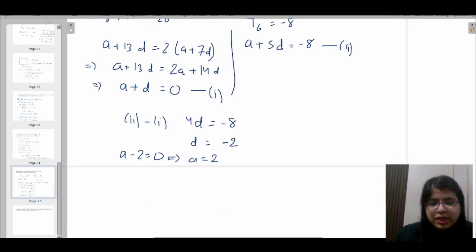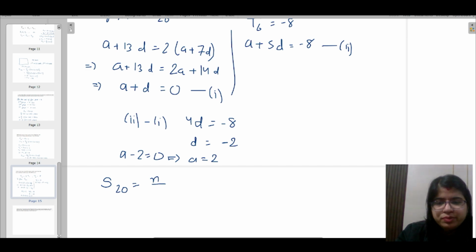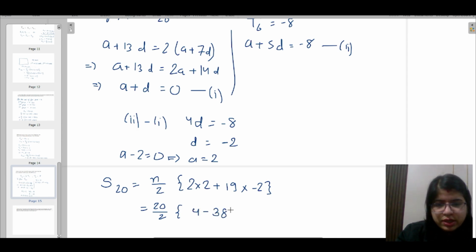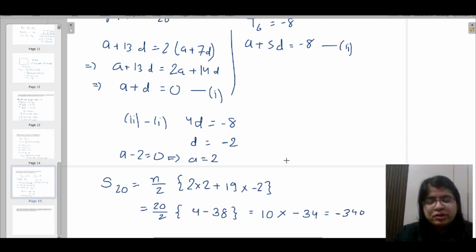Now we know the value of a and d. So what we are going to do? We are going to write n by 2 into 2a plus n minus 1 into d. That is 2a plus 19 into minus 2. So 20 upon 2, that is 10, into 4 minus 38. So we are left with 10 into 38 minus 4, which will be how much here? Minus 34. So we are getting minus 340. So students, the sum of first 20 terms will be minus 340.